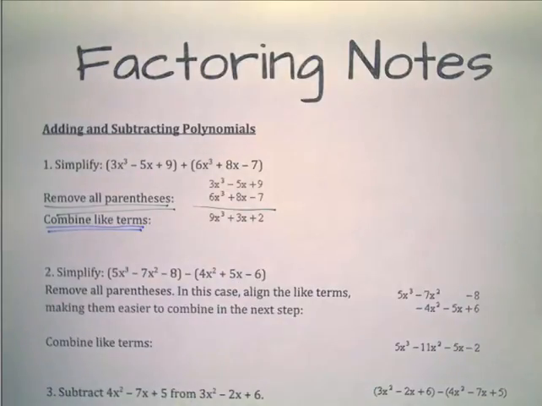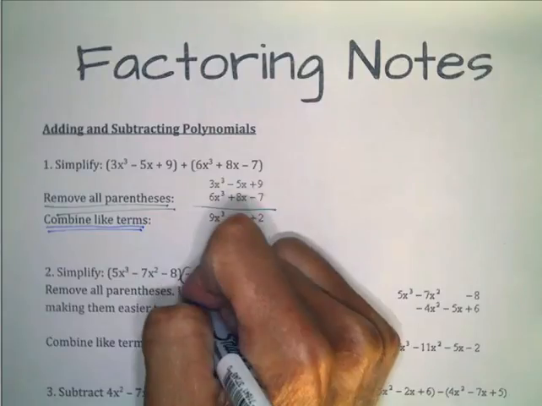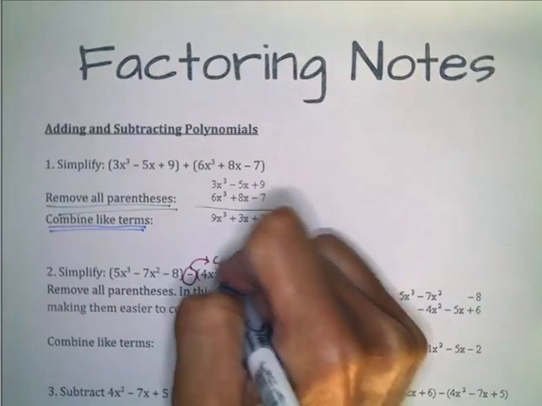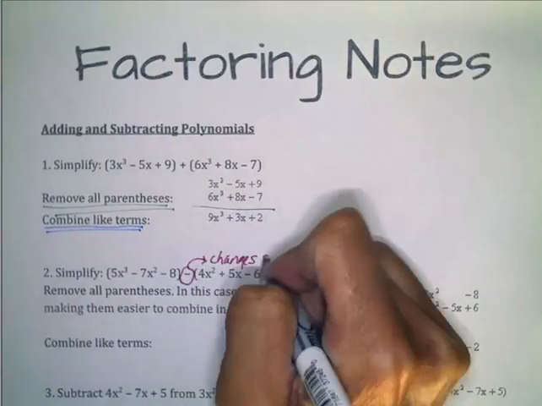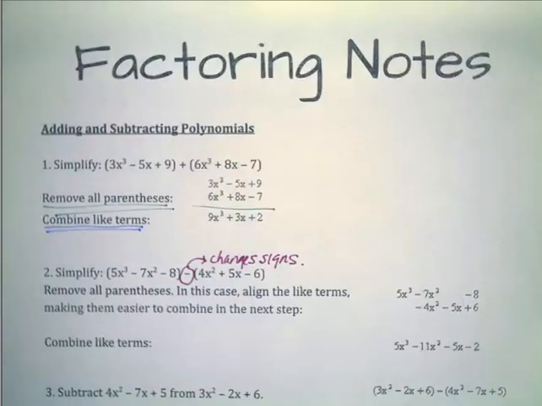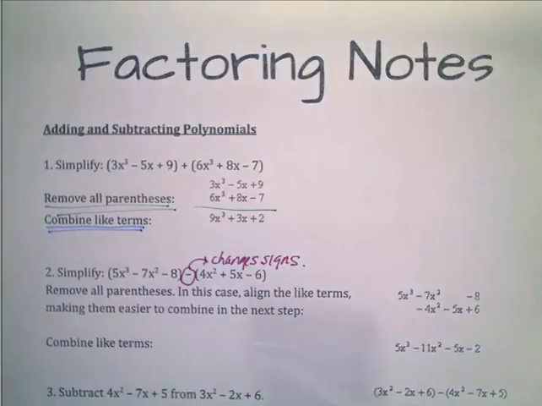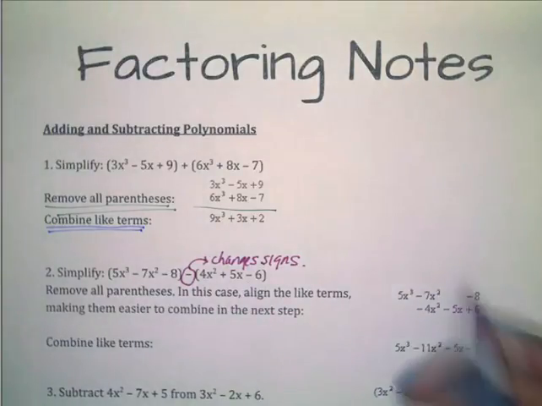So the thing you also want to notice is we have subtraction. So this subtraction changes the signs of that second parenthesis. So notice 4x squared goes to negative 4x squared, positive 5x goes to negative 5x, and negative 6 went to positive 6. So now they are lined up.